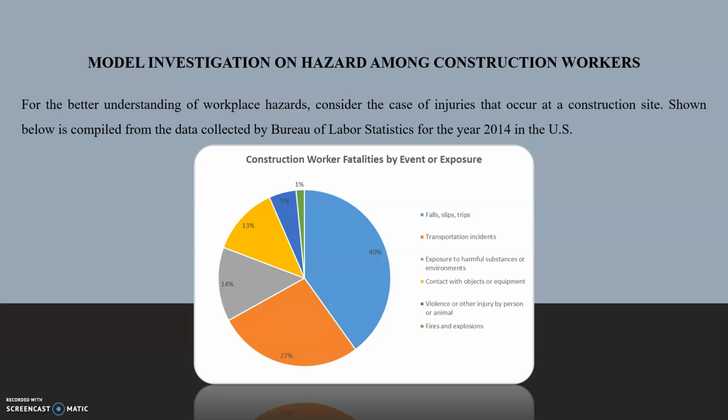For better understanding of workplace hazard, let's consider the case of injuries that occur at a construction site. This data is from the Bureau of Labor Statistics for the year 2014 in the US. From the pie chart, it is evident that the major cause of injury is from falls, trips, and slips. This high injury factor can be attributed to either the workers not being properly trained or due to the unavailability of proper signboards that warn the workers about the potential hazard.